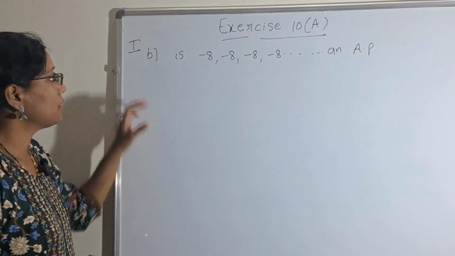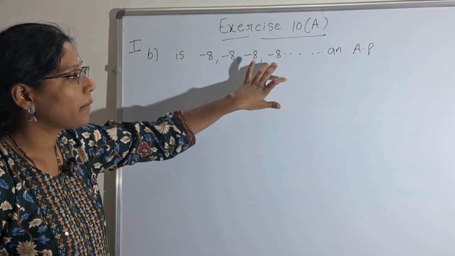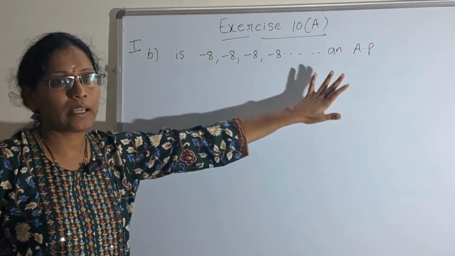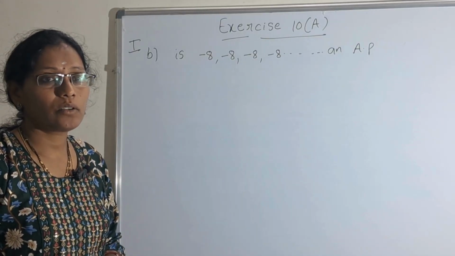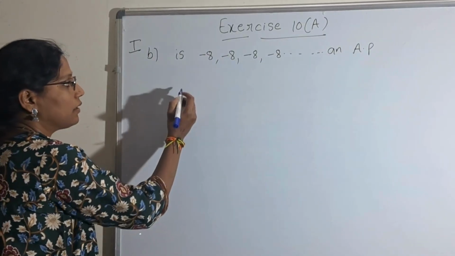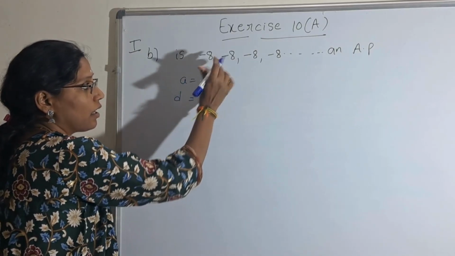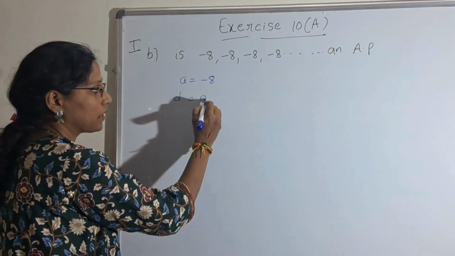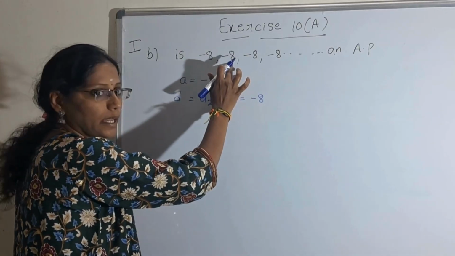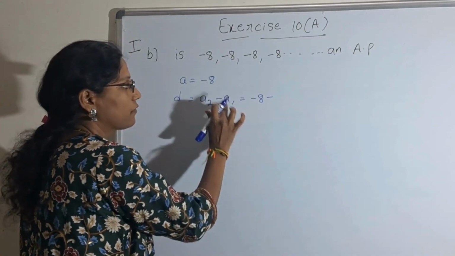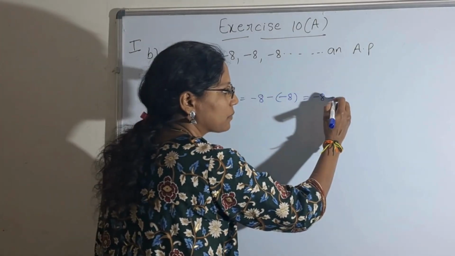Next, first main, B problem. Minus 8, minus 8, minus 8, minus 8 is an AP. This series is an AP or not? AP means how to find out common difference is same. Here first term is minus 8. Common difference, second term minus first term, A2 minus A1. Here second term is minus 8, first term is minus 8. Minus 8, minus into minus, plus 8.